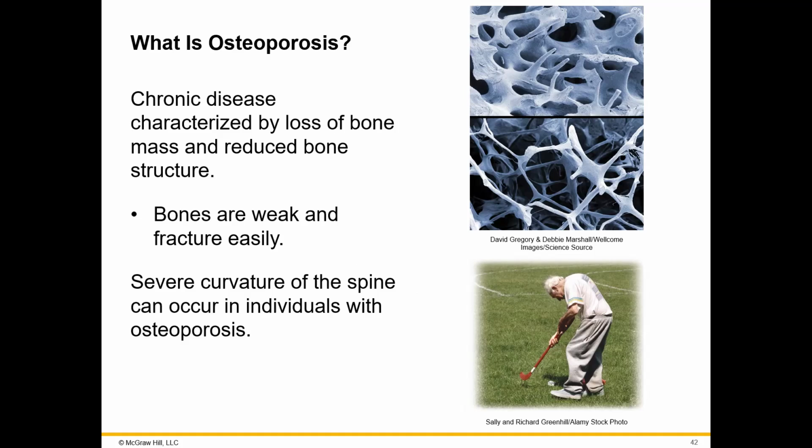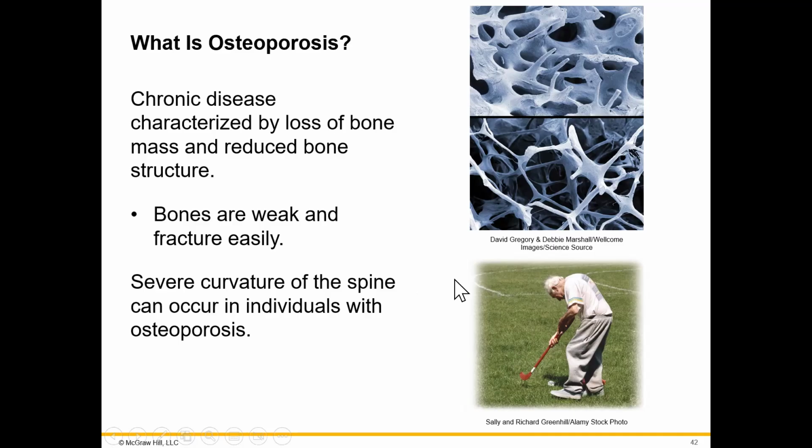Calcium regulation, as we spoke about, is hormonally controlled. Osteoporosis is a chronic disease characterized by loss of bone mass and reduced bone structure, as you see here, normal bone structure compared to osteoporotic bone structure. And you see this typical hump back here.